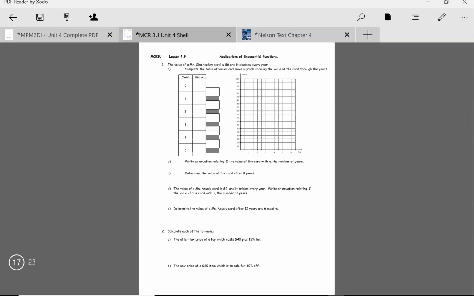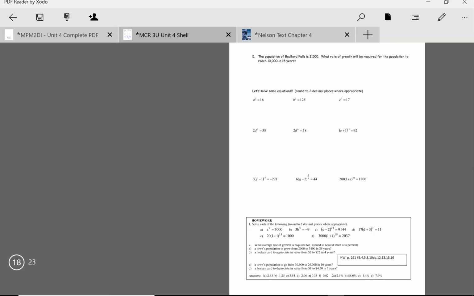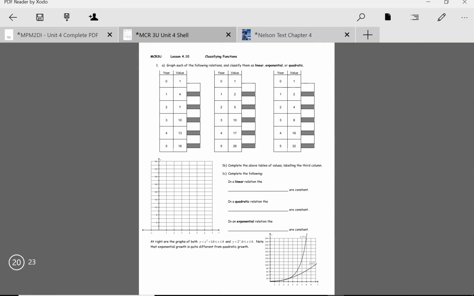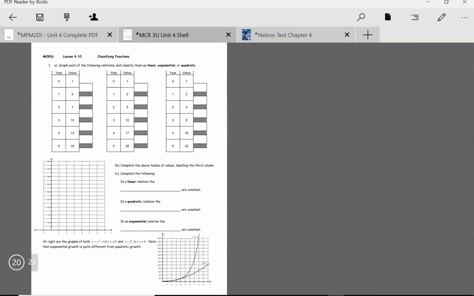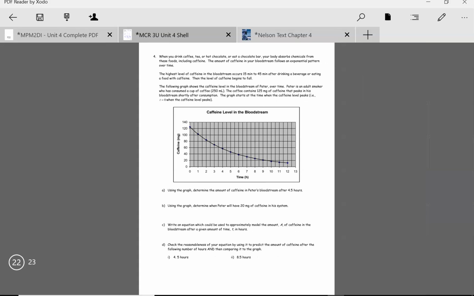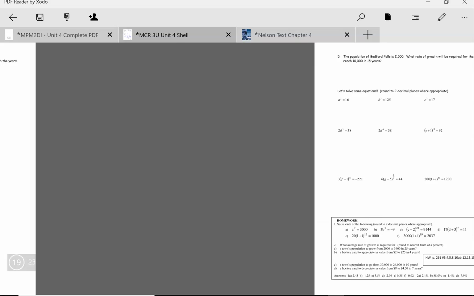This is important. This is the last kind of important lesson. I'm debating whether to actually even do lesson 4.10. It's kind of easy, just what's the difference between linear, quadratic, and exponential equations, blah, blah, blah. Easy stuff. But we'll see.